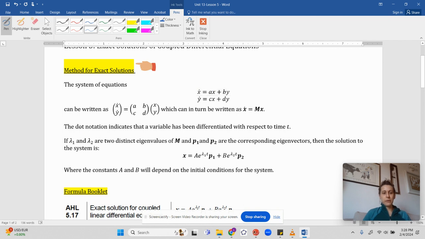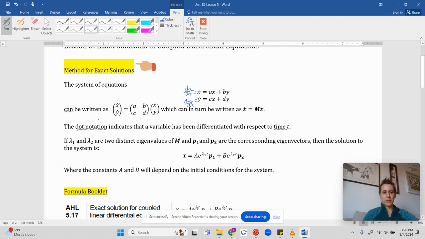with the dot above it, we can see here the dot notation indicates that a variable has been differentiated with respect to time. So when you see x dot, that's actually shorthand for dx/dt. y dot is shorthand for dy/dt. So we have the derivative of x with respect to time is ax plus by. The derivative of y with respect to time is cx plus dy.